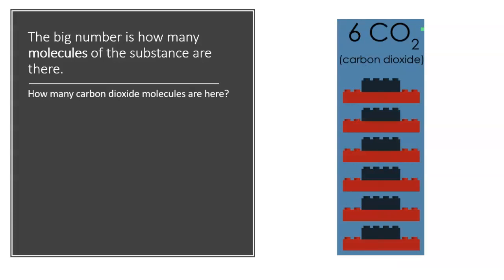Okay, so the big number is how many molecules of the substance there are. So there are 6 carbon dioxide molecules here. But how many of them are carbon? How many atoms of carbon are there total? Pause the video and come back. Hopefully you said 6, because there's an implied 1, and that 1 times 6 is 6 carbons.